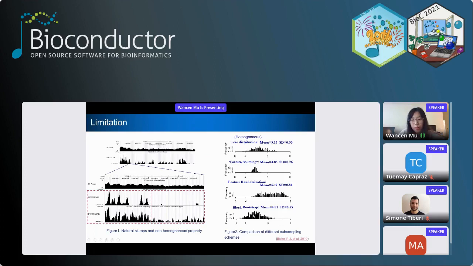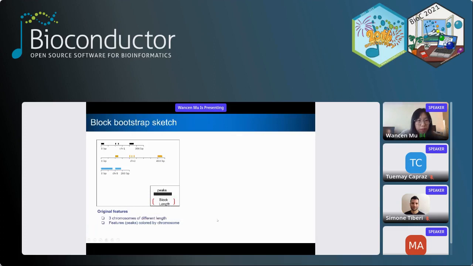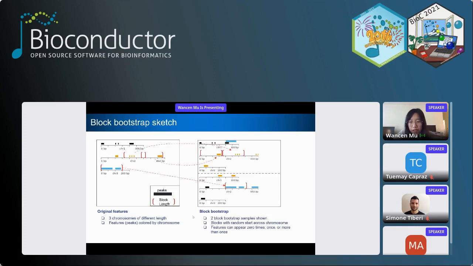And to deal with the non-homogeneous property, we would consider the segmentation procedure first, to define large and relatively homogeneous segments within which to do the block bootstrapping on features. This is a simple block bootstrap sketch where we have three chromosomes of different lengths and the peaks are colored by the chromosome. Then we can randomly sample the blocks, indicated by the red bracket, across the genome so that features can appear zero times, once, or more than once.